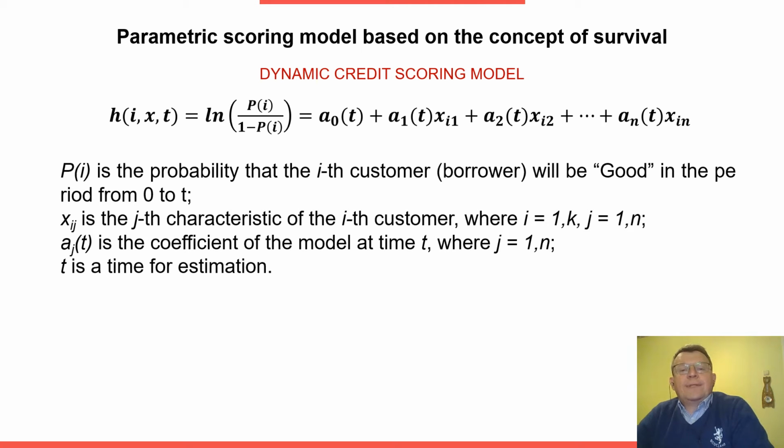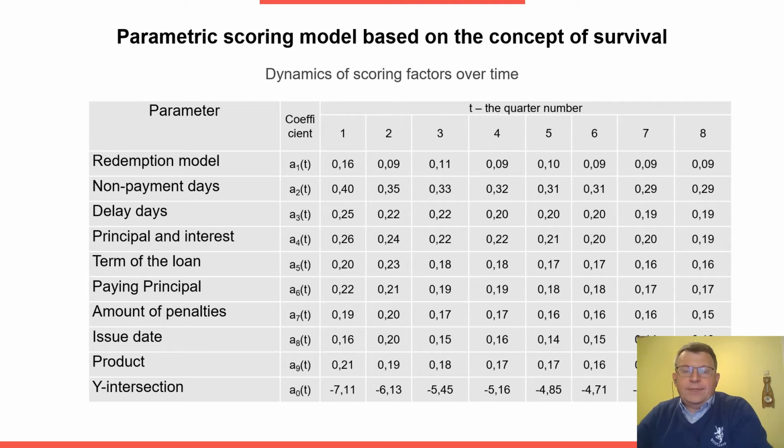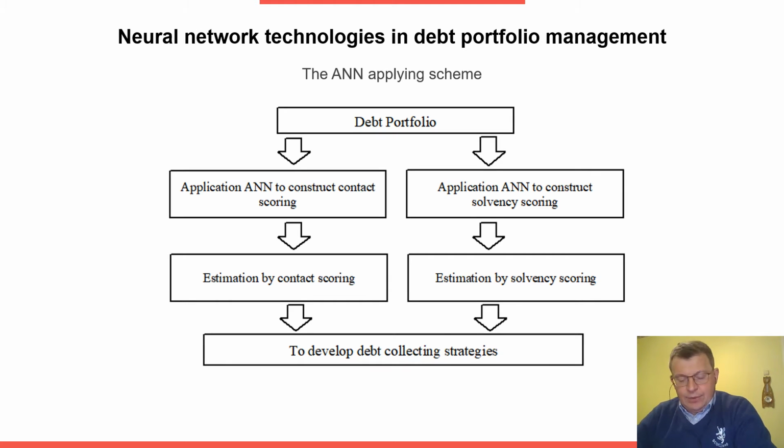And the basic difference is that we can consider estimation of weights a0, a1, and so on, by the parameter time. So this is an example of application to some approach of classical credit relationship, and you can see the difference in A by different quarters. It may be decreasing, it may be increasing, and we find that such an approach estimates borrowers more accurately.